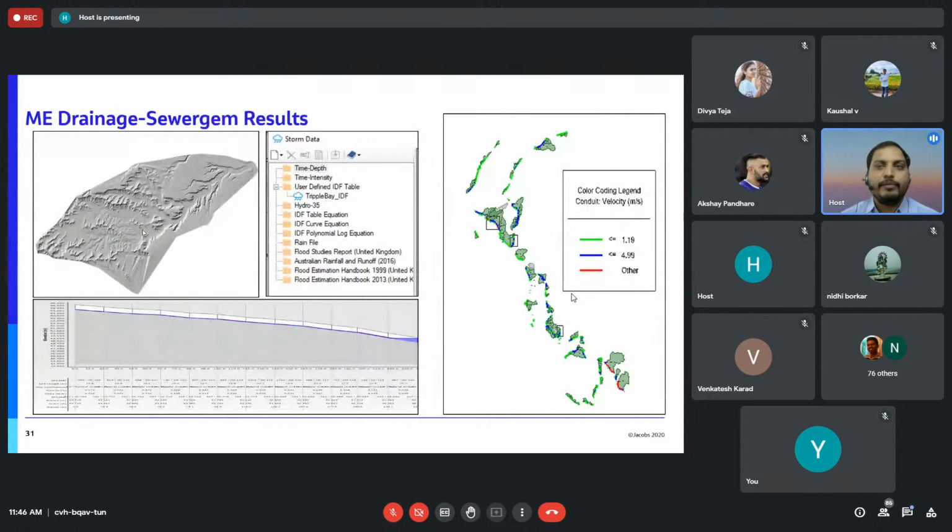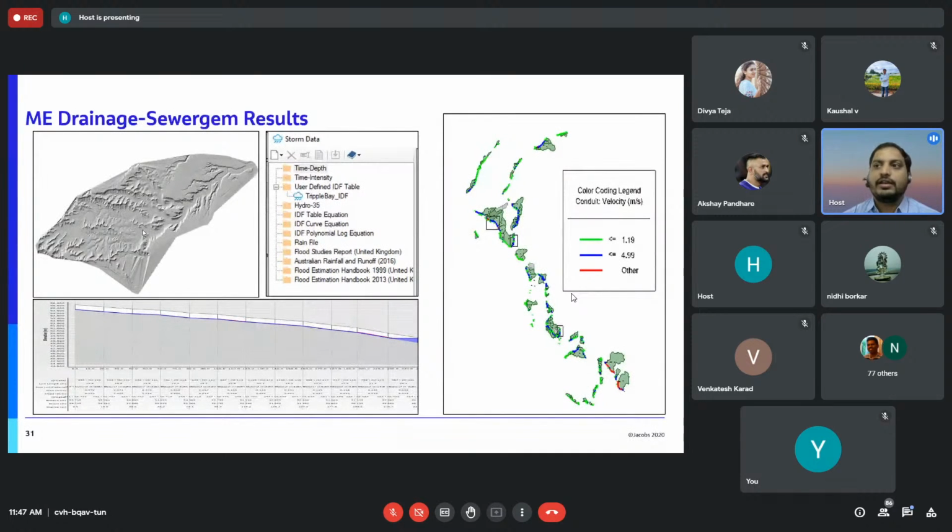So the second tab, you can see the storm data we require. In SewerGEMS there are a lot of things we can input, like methods such as time depth, time intensity, user defined IDF. Normally we use the IDF table in the Middle East region, but there are different tabs available, like hydro file, if you have the IDF table, curve equation, or rain file. Now if you are working in the UK region, as Radhika explained earlier, we have the Flood Studies Report that also can be introduced in SewerGEMS.